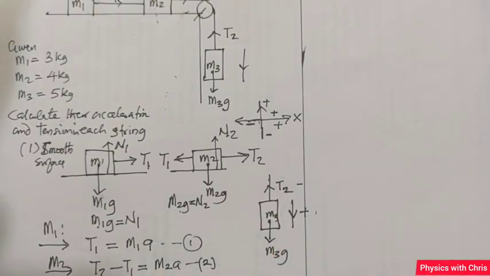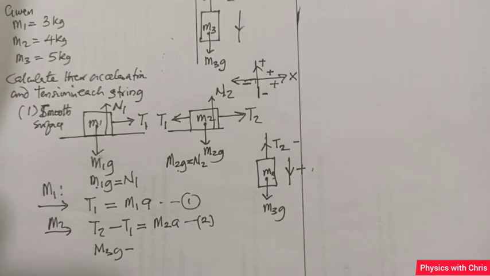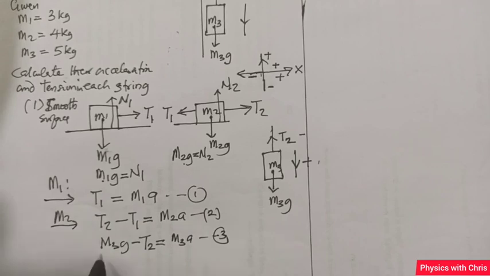So that gives me M3G minus T2 gives me M3A, equation 3. Okay, I have these three equations. I have to add them together. Okay, I add.